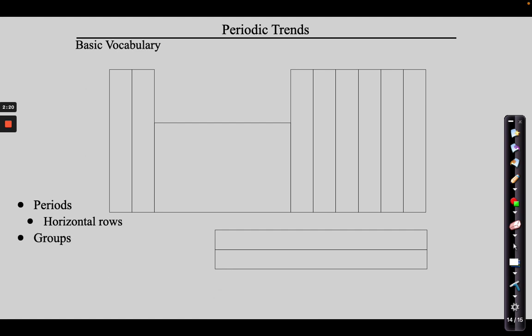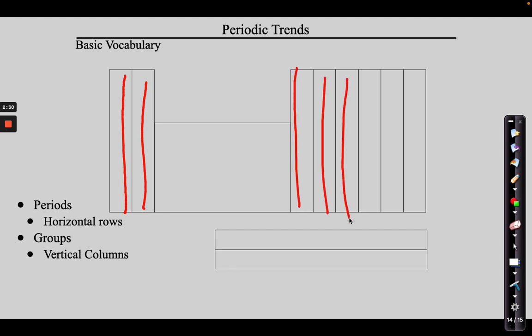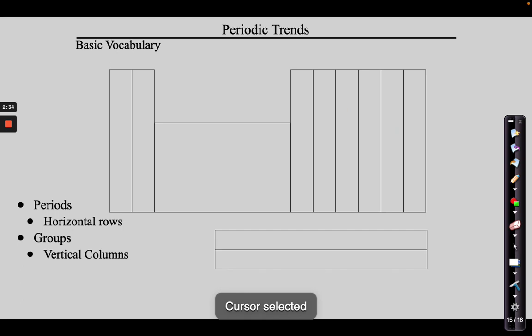Okay. Our groups, on the other hand, are the vertical columns. That's these guys. This is a group, and this is a group, and this is a group. These are our groups right there. Groups are pretty awesome because they all have the same number of valence electrons, right? We knew that already.